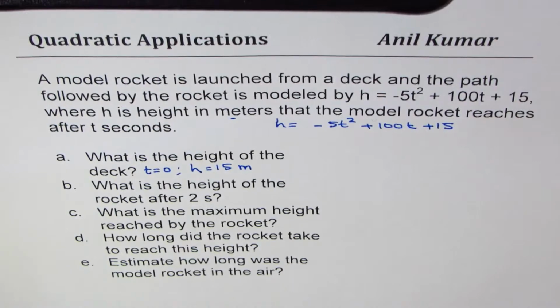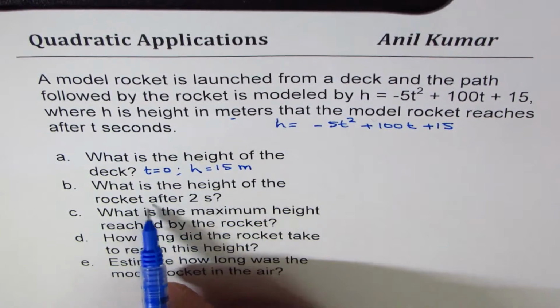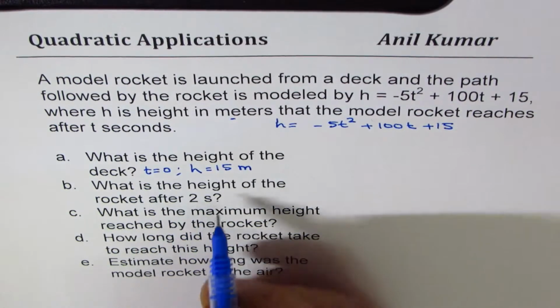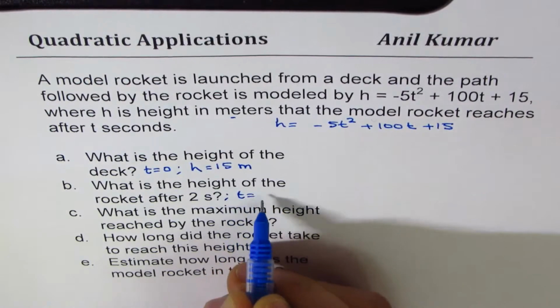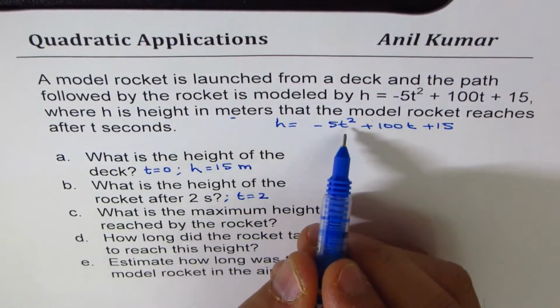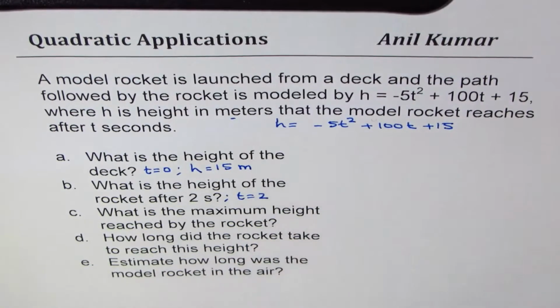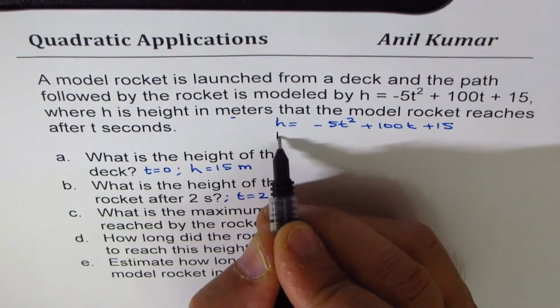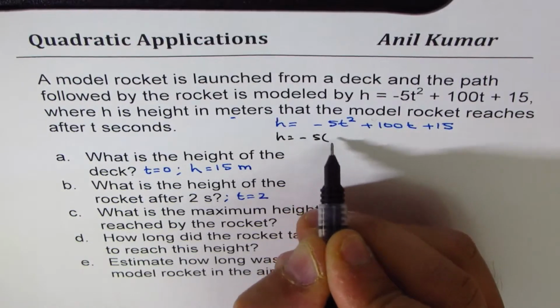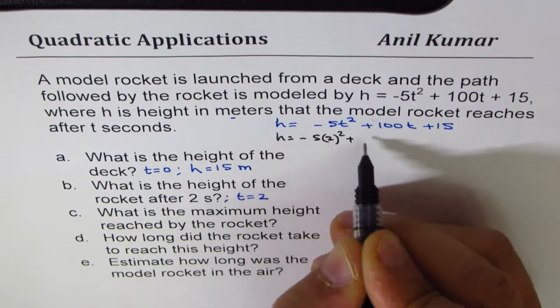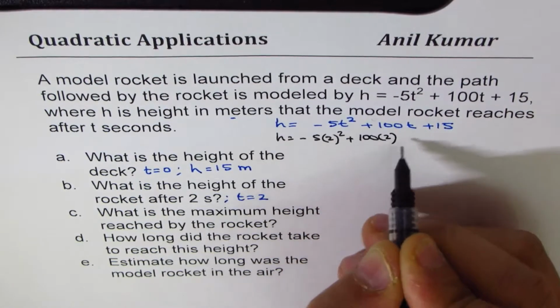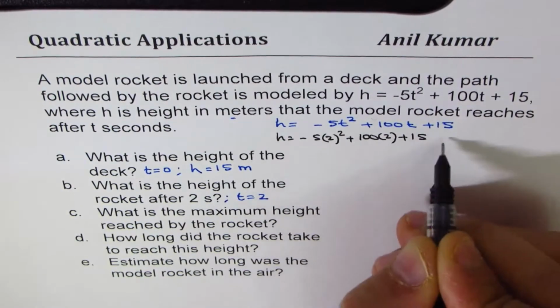Second part is, what is the height of the rocket after 2 seconds? So that means after 2 seconds t equals 2. Now I can substitute 2 here in the equation, so to get the value. So let's find this out. So height will be equal to minus 5 times 2 square plus 100 times 2 plus 15, correct?